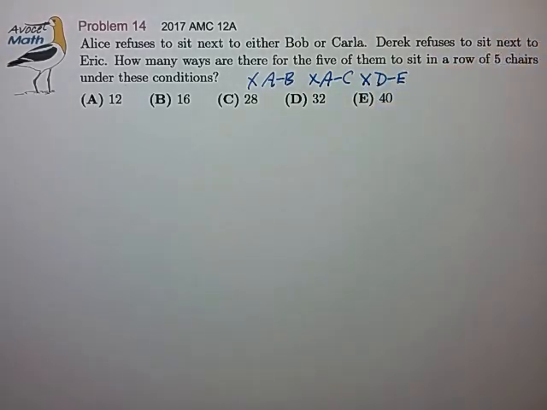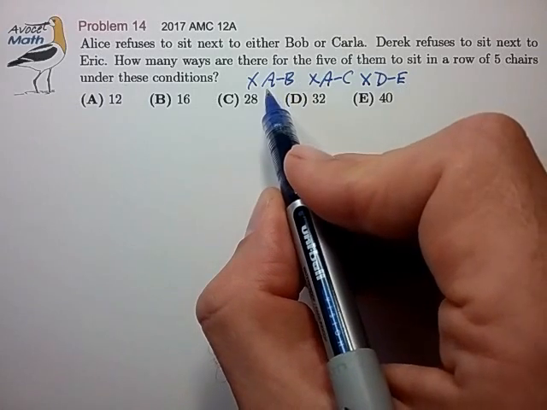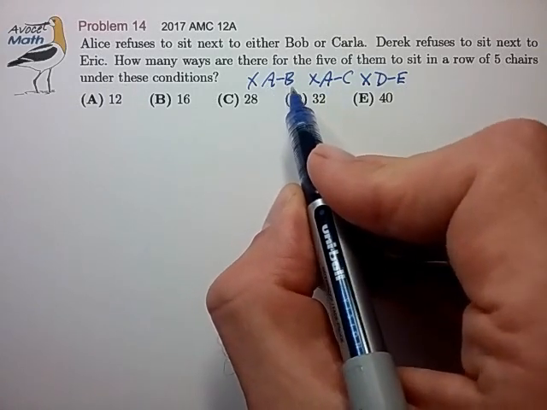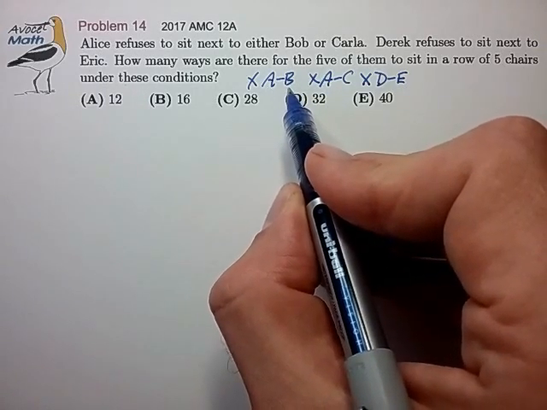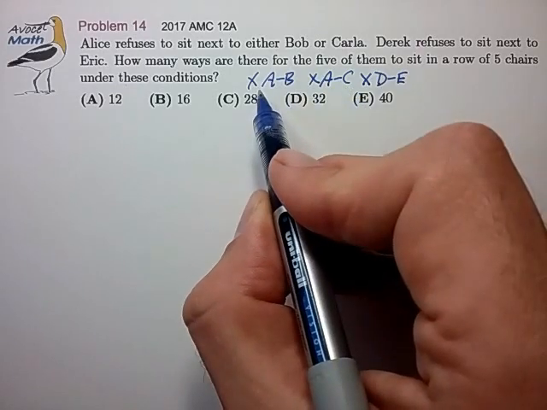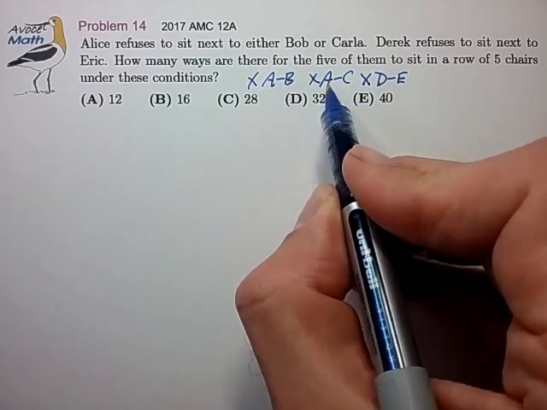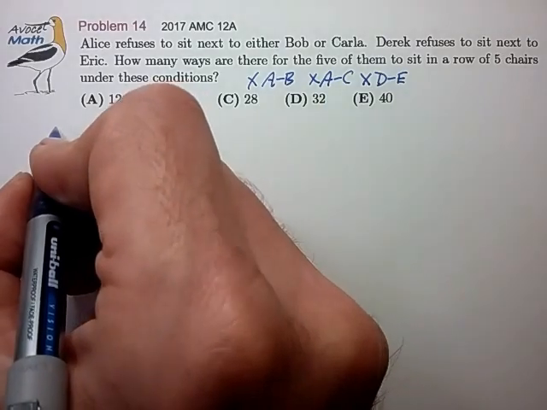So it looks like we'll have to break this up into cases. And in general, for counting problems, when you want to break up into cases, you want to break up by the most restrictive condition first. So in this case, Alice is the more restrictive condition because she doesn't want to sit next to either B or C. So let's break this up into cases based upon where Alice sits. And let's see how that works.